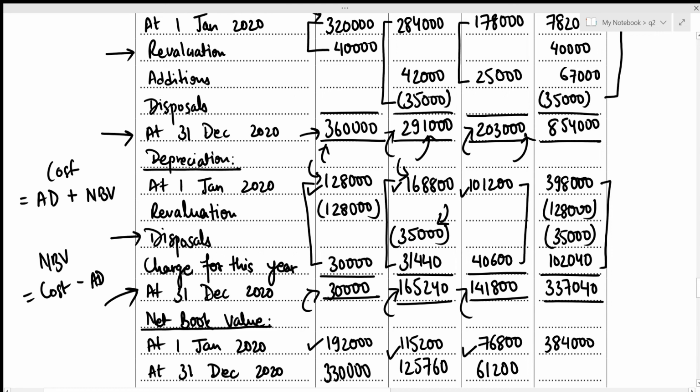Now, the total would be the sum of these three values. That's 330,000 plus 125,760 plus 61,200, which results in the total for the net book value at the closing date to be 516,960. This concludes our non-current assets schedule, as well as the third part of this question. Now we can move towards the fourth one.